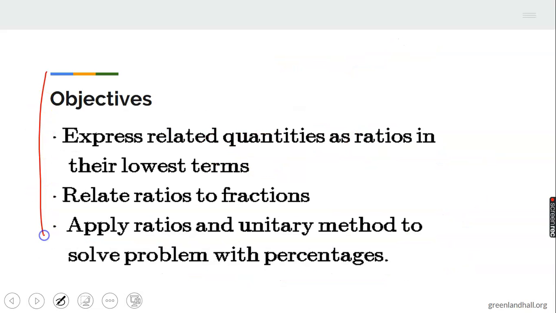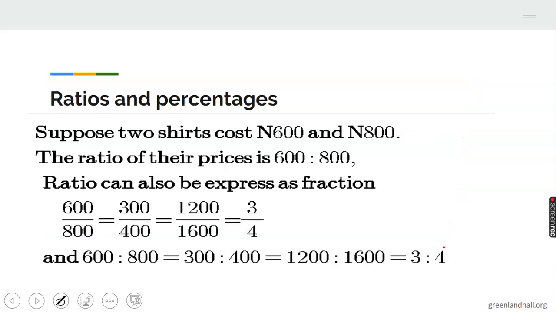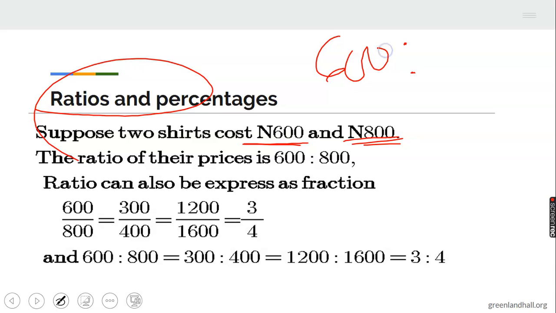Now, here are the objectives for today's topic. Now, we move to ratio. Suppose two shirts cost 600 naira and 800 naira. You know, this is the symbol for ratio. If you are to express these two costs in ratio, we have 600 to 800. Don't forget they are of the same unit: this is naira, this is also naira. When expressing in ratio, the unit will no more be there because they cancel each other out.